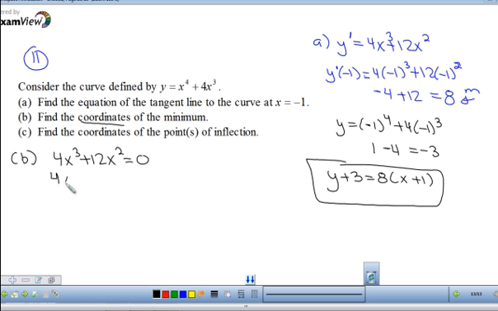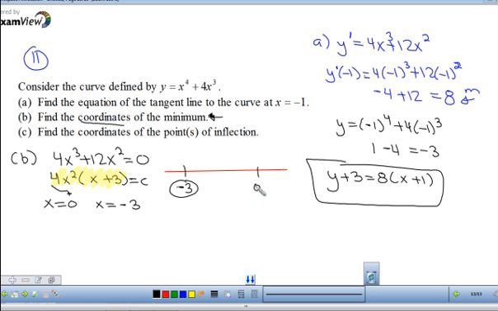So factor out an x squared. So we get x equals 0 and x equals -3. So I am going to use the number line. I'm going to check -3 and 0. So I need a number to the left of -3, so -4.